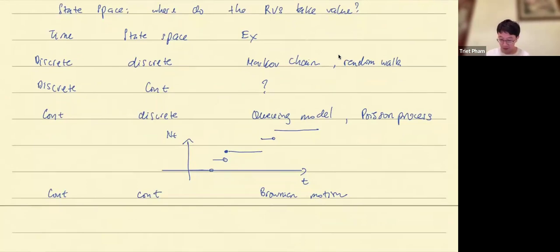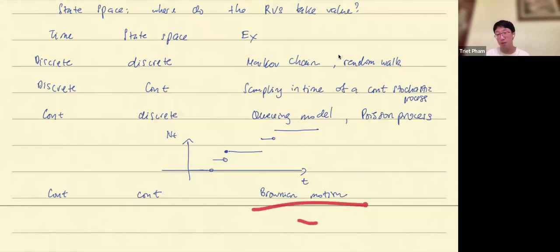One thing that could happen here is you could subsample. For example, you take the Brownian motion and you just look at the position of the Brownian motion at discrete time points. The Brownian motion has continuous time and space, so let's say something like sampling in time of a continuous stochastic process. You have something continuous in time, continuous in space, and you just sample it at discrete time points, and you will have a discrete time process with continuous state space by definition.